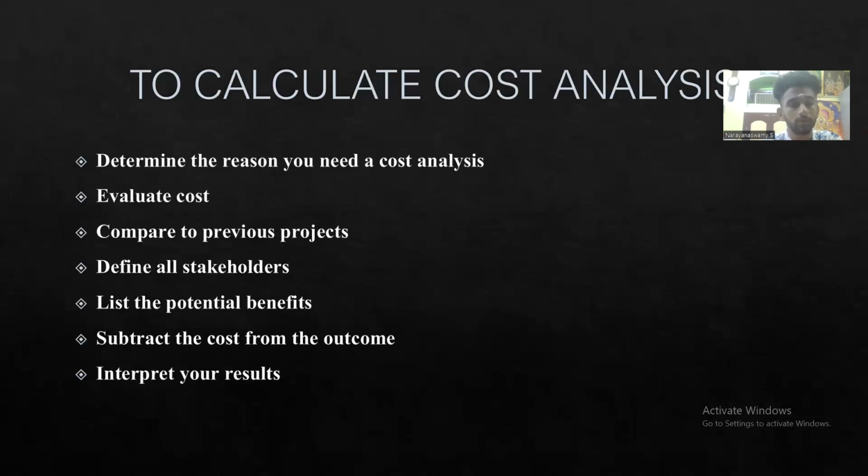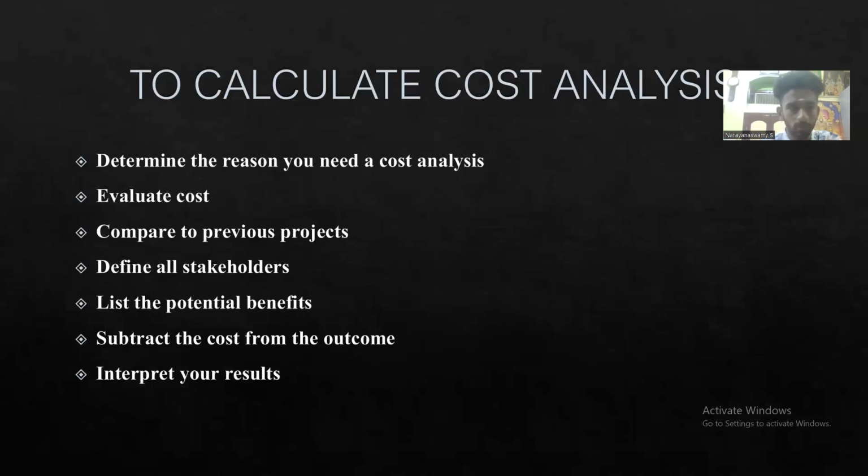The next is to list the potential benefits. It's time to list the potential benefits of a project, especially its expected profits. Some projects may have benefits aside from simple monetary ones, so it is important to give these a definite value. Next is to subtract the cost from the outcome.